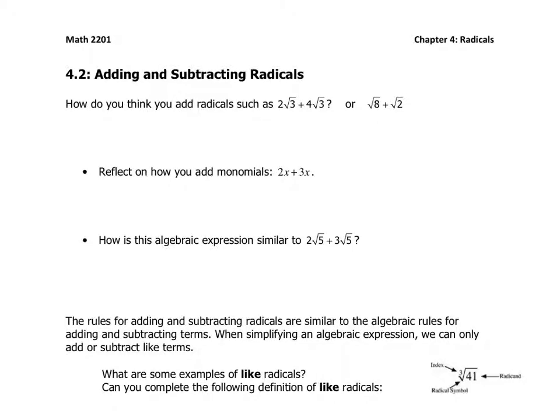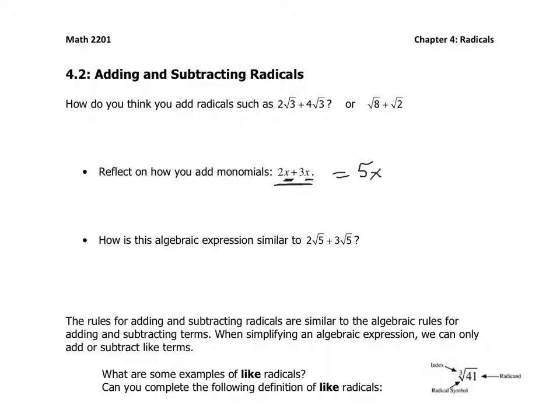Section 4.2 is on adding and subtracting radicals. So when you add or subtract radicals, it's much like adding and subtracting in algebra. For example, if you remember algebra, a statement like 2x plus 3x, you can only add those together if they both have the same variable part, which is both of these have the variable x. So they would be combined as 5x.